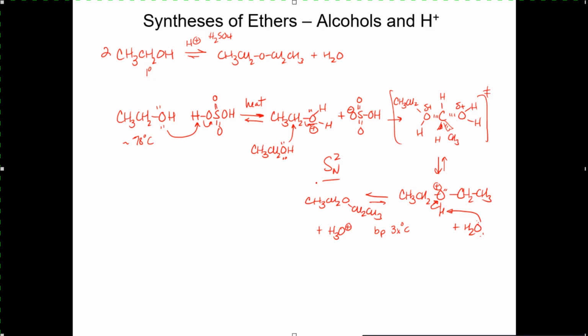So with ethers, you can react different alcohols with acids, and you might get either an SN2 mechanism if you had two primaries, or most likely if you had a secondary or tertiary, then you would have it undergo SN1. So the steps are the same, it just depends on the exact type of alcohol or alcohols that you're reacting. And so this is how we can synthesize ethers, by using alcohols and H+. The mechanism is going to depend on what type of alcohol you're reacting together.